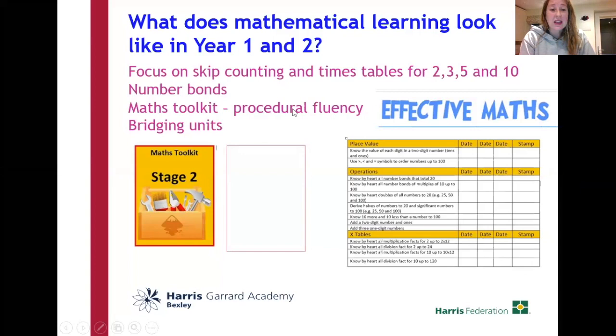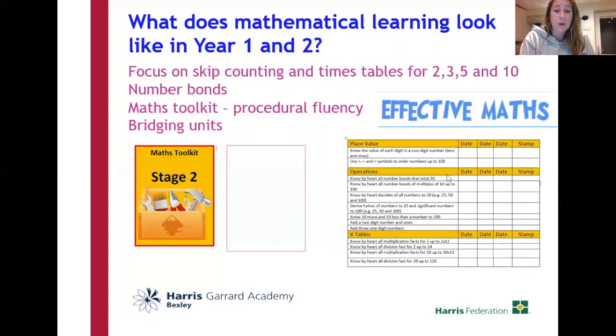Also, number bonds to 20, really key. If I say 19, you say 1. If I say 14, you say 6, and making them so they have those numbers in their head as pairs. They're called number bonds. Also thinking about number bonds to 100 is so, so key as well.